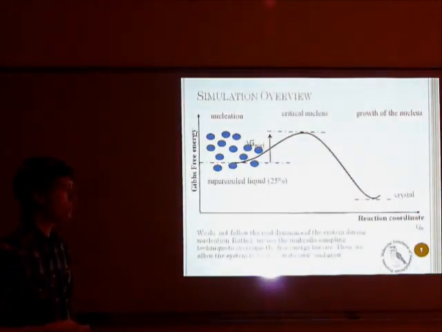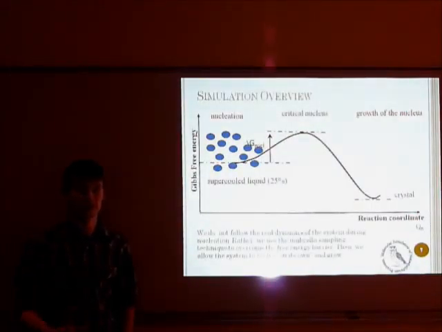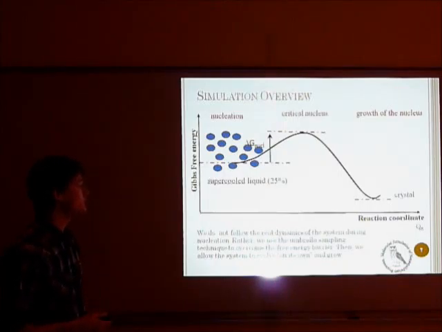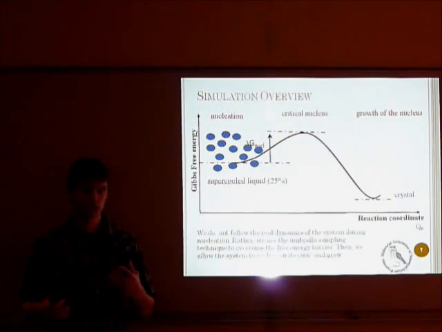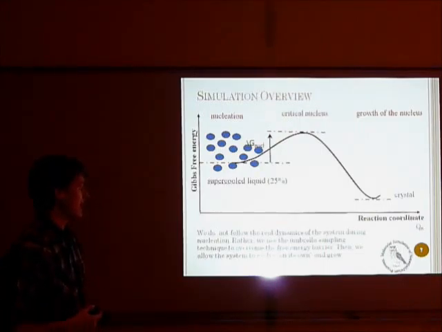So this is just an overview of what exactly we're doing. How are we studying this crystallization process? To do this, we start with supercooled iron liquid. It's just melted iron in a simulation cell, essentially. And what we want to do is watch it go from this liquid down to the crystal.